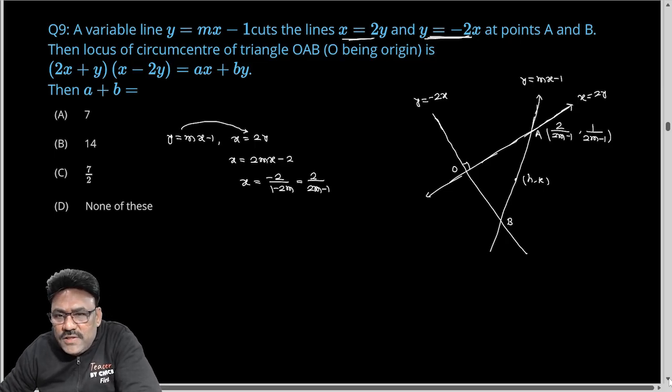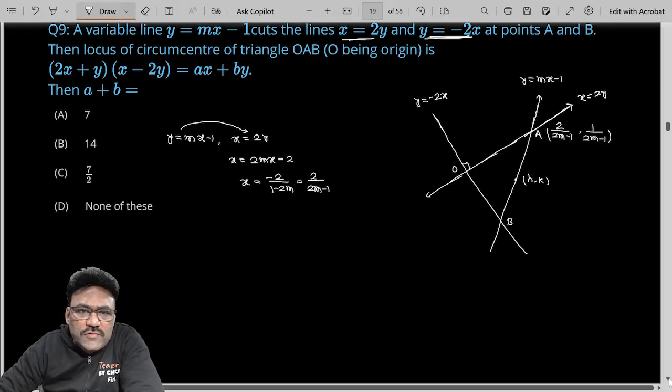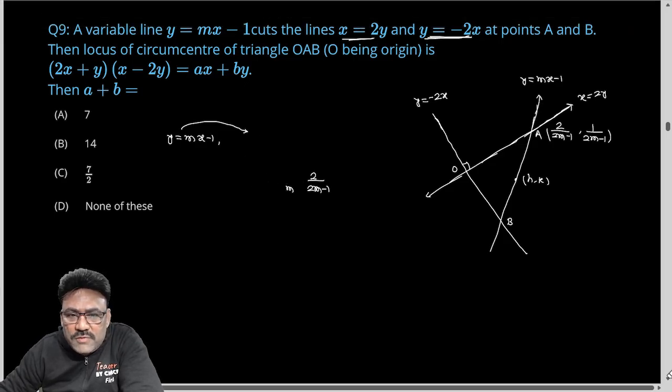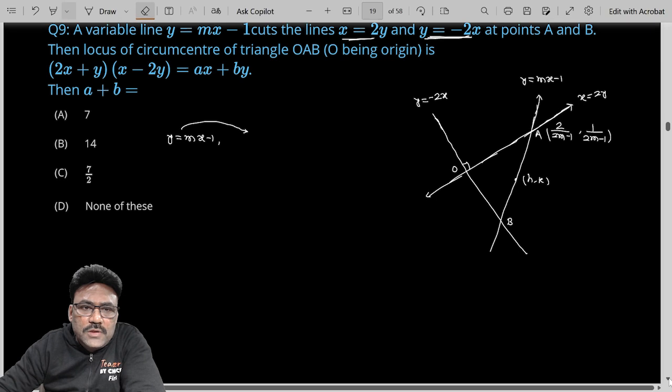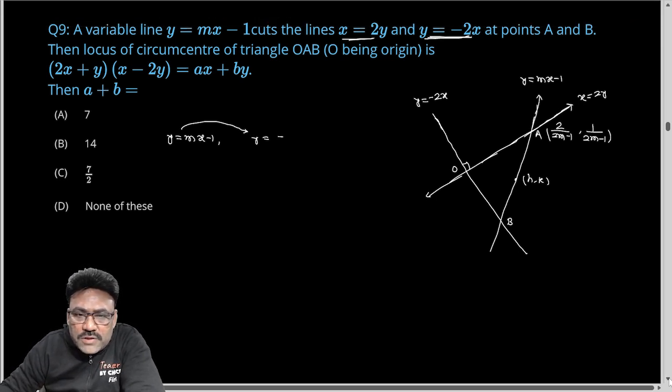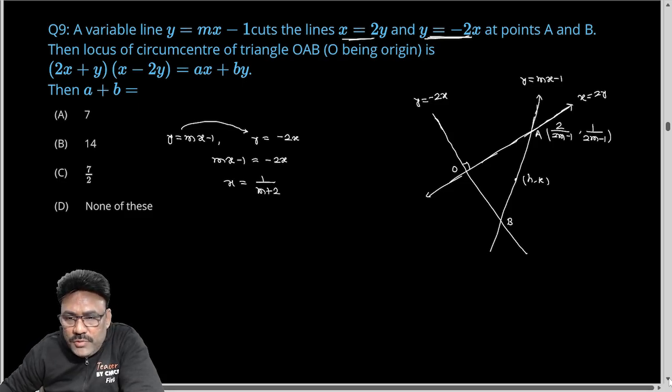Similarly, let's find the coordinates of B. To find the coordinates of B, this time you will solve y is equal to mx minus 1 with y is equal to minus 2x. Equate mx minus 1 to minus 2x. So you are getting x is equal to 1 over m plus 2. So B has x coordinate 1 over m plus 2. The y coordinate will be minus 2x, so minus 2 over m plus 2.